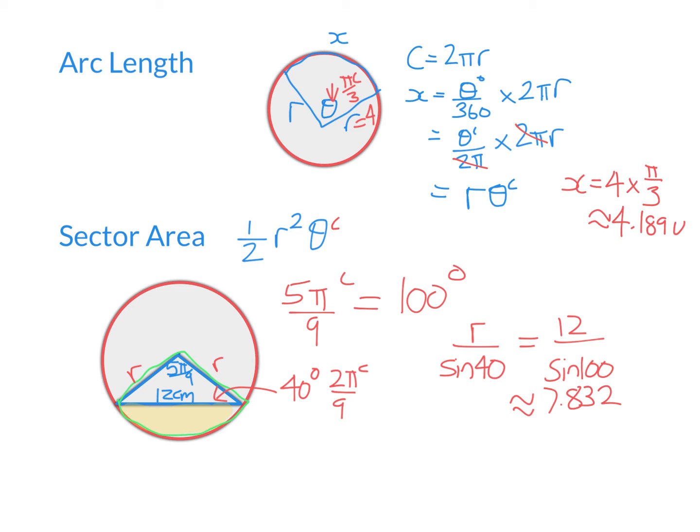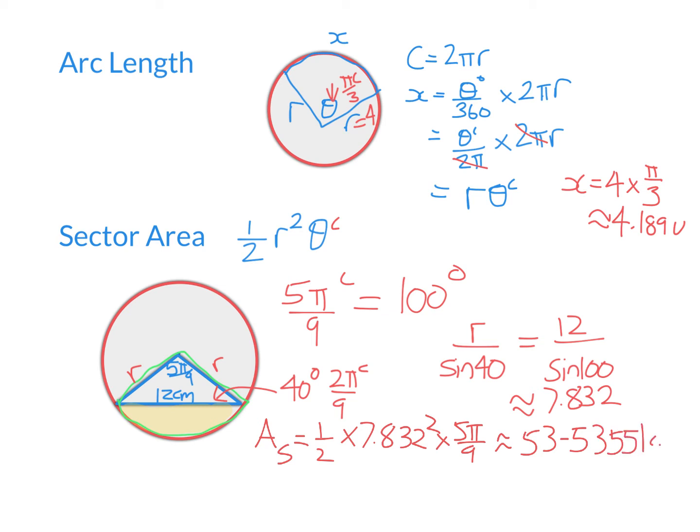So now I've found r, I can easily find the area of this triangle and the area of the sector. So I'm going to call A sub S here the area of the sector. So it's a half times r squared, and then we times by theta, but theta must be in radians. So this is what we get for the area of the sector. So when I find my answer here, if I'm going to round it, I want to round it to a lot of decimal places. So I get about 53.53551, and that'll be centimeters squared.